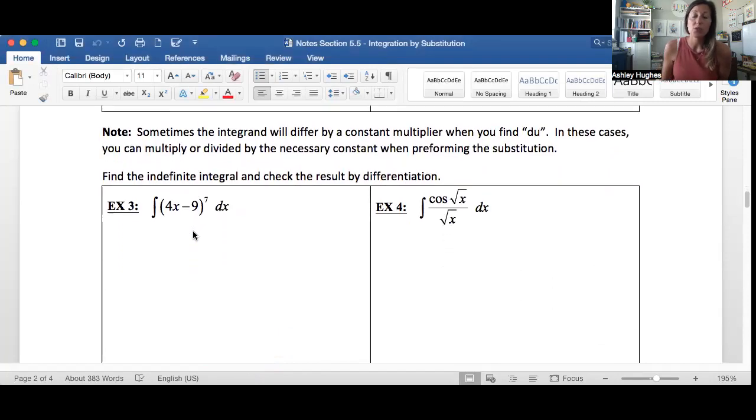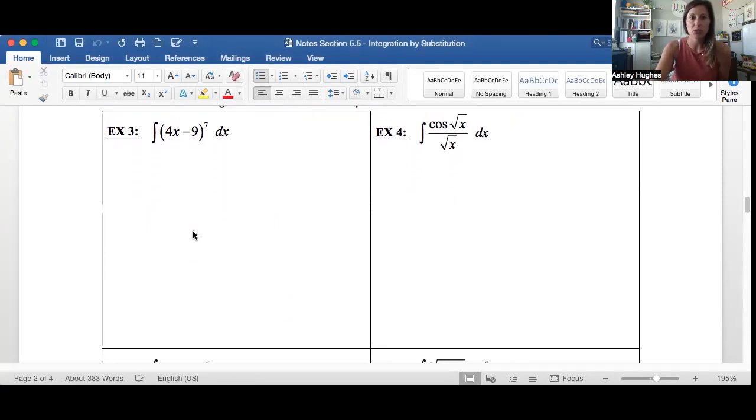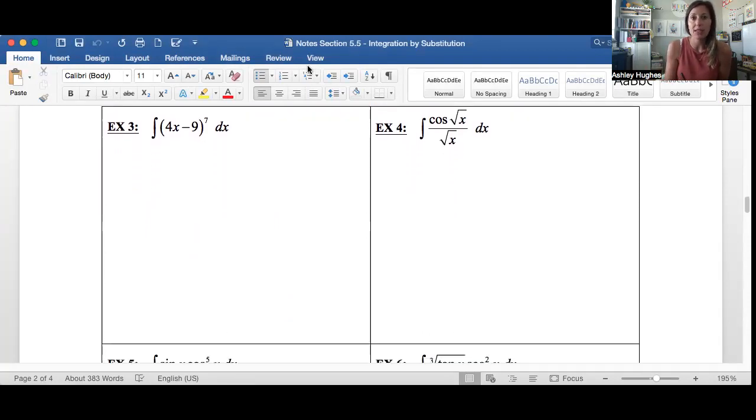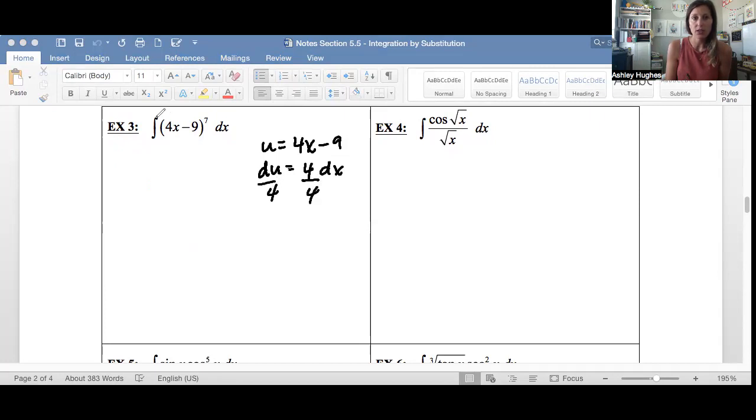So this is going to show you where it doesn't cancel out perfectly. And all of those, they happen to cancel out perfectly, which was super nice. This one doesn't have that du sitting out front. So you still do it the same way. U is 4x minus 9. Du in this case is just 4 dx. Solve for dx. So now I don't have something sitting in front. So this is just u to the 7th, and dx is du over 4.